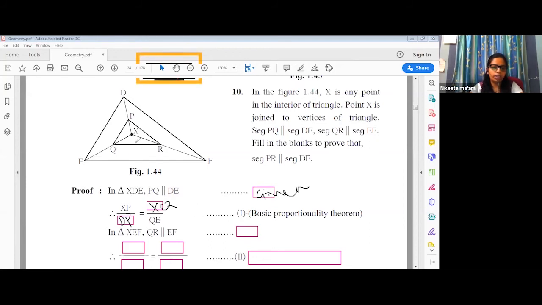Okay, now we will see in this triangle, what they have given: QR is parallel to EF. This is given.